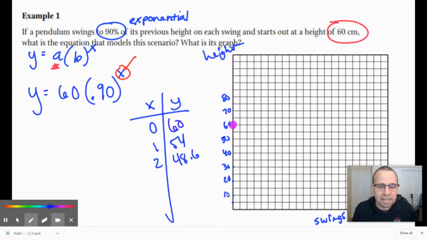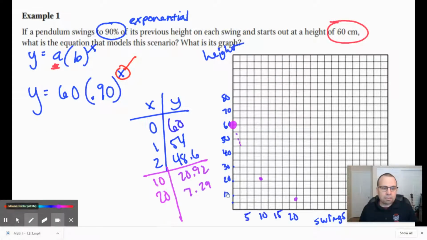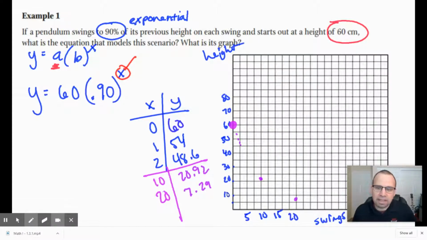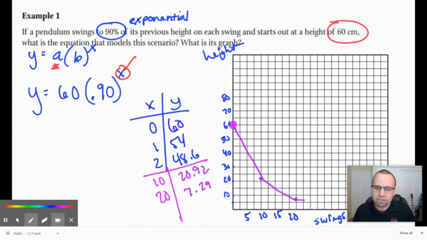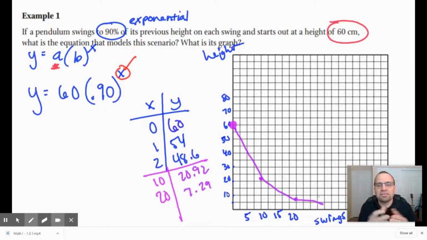That's going to be our starting point, 60 centimeters. As we continue in the table, you see that 1 is going to be 54 centimeters, so it's losing a little bit of height, and then 2 is going to be 48.6. That might be difficult to graph here, but when you start to see the change, it's probably a little bit later on, and let me show you. What you're going to notice when you start graphing this is that it starts to look like a straight line in the beginning, but then it's going to start to do a curve. And as the x values get larger, the y values will start to approach 0.